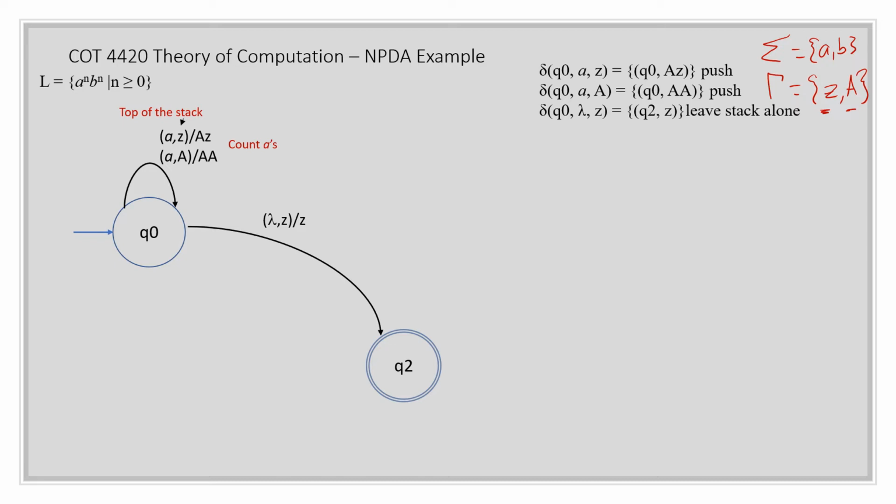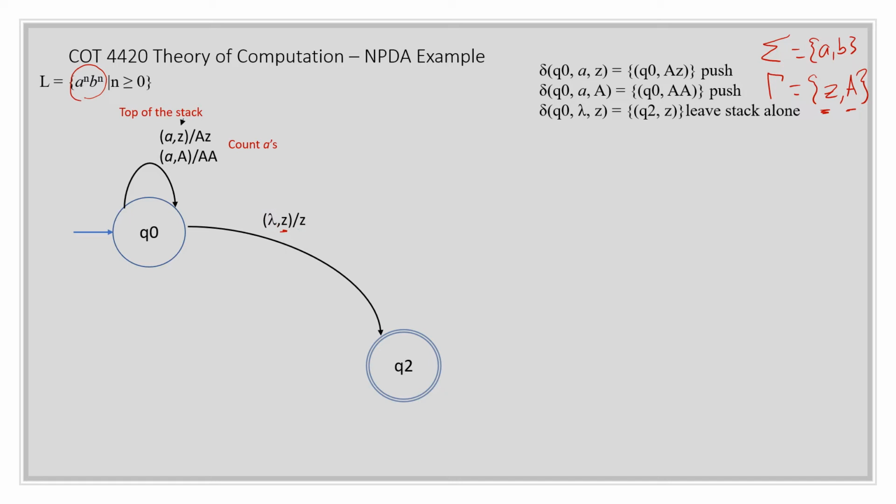Now I also added this other transition because if you look at this string, no A's and no B's is also in the language. So this is how you're going to get to the final or accepting state. So here, if there's a Z, I can take a lambda transition over to the final or accepting state, and I just leave the stack alone.